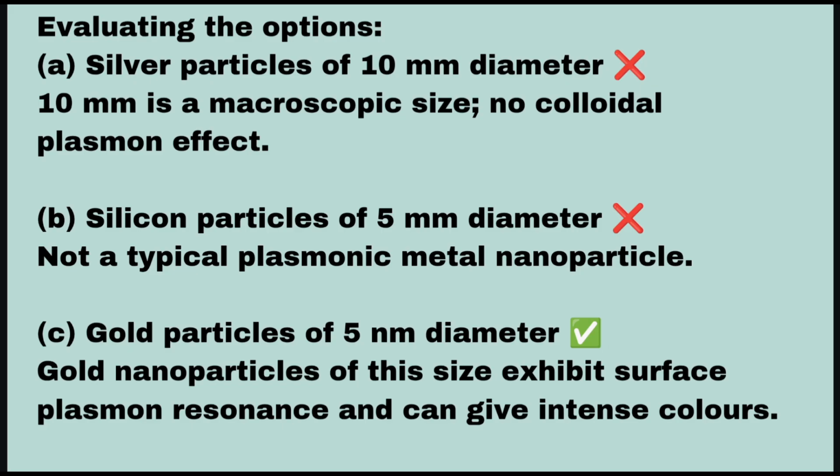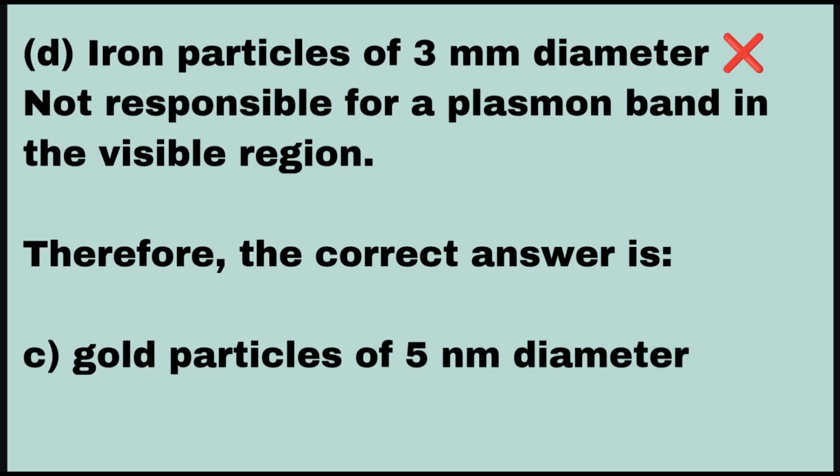In option C, they have given gold particles of 5 nanometer diameter. Gold nanoparticles of this size exhibit surface plasmon resonance and can give intense colors. So option C is the correct answer. Now, option D, iron particles of 3 millimeter diameter. This is also wrong because that is not responsible for a plasmon band in the visible region. Therefore, the correct answer is option C, gold particles of 5 nanometer diameter.